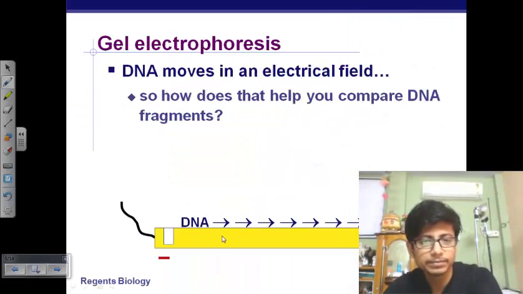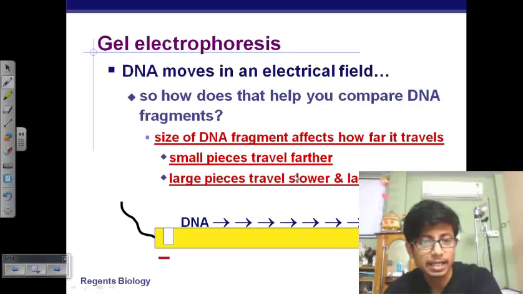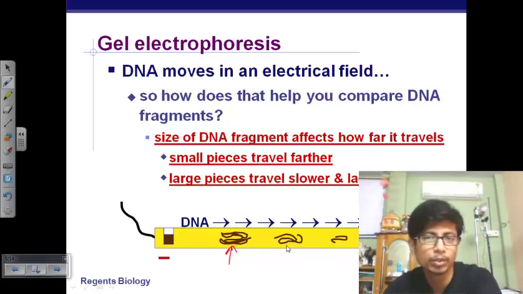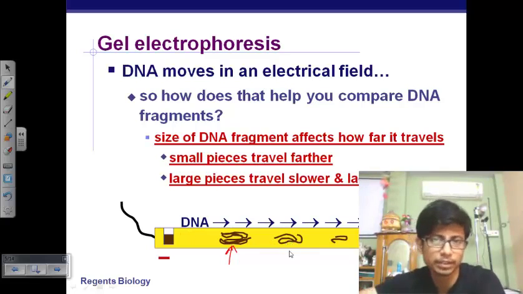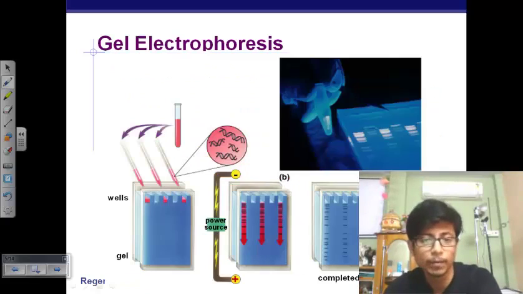So how does that help to compare the DNA fragments? The answer is, the size of the DNA fragment affects how far it travels. I've told you, small pieces travel faster, large pieces travel slower, and thus lag behind. So these are the smaller fragments that are going, and these are the larger fragments. Larger fragments will lag during the separation because they are not able to move through those small pores, while small DNA will move.